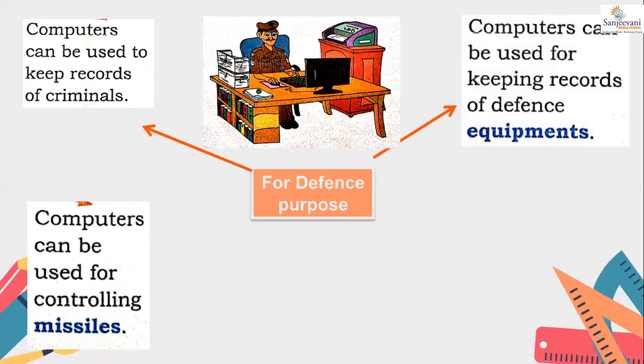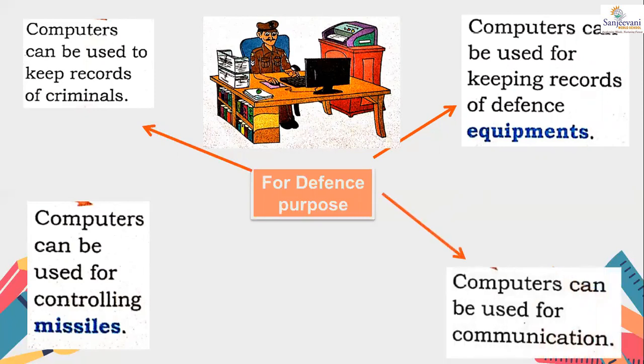Then computers can be used for keeping records of defense equipment. Equipments means what? The different instruments or equipments, the guns they have, everything whatever the defense has, all the information is being stored by a computer. The devices that are needed by the defense people to do a particular task, all the information about them is stored in a computer.